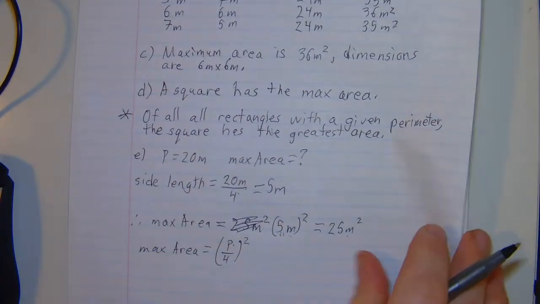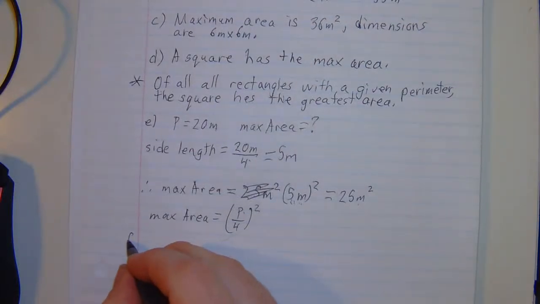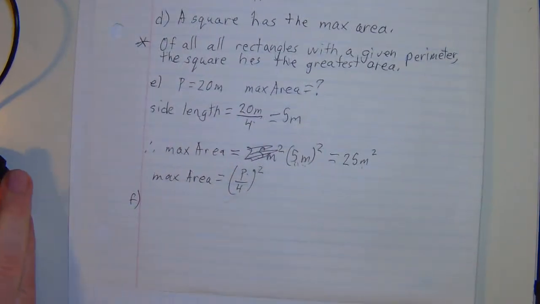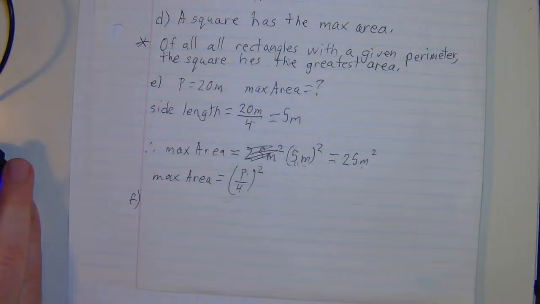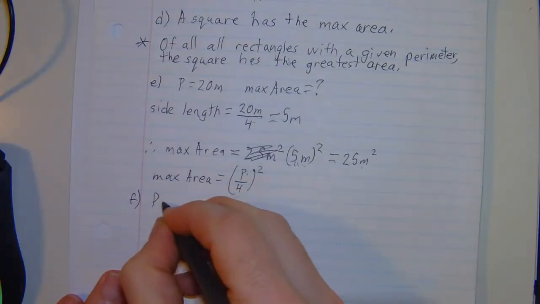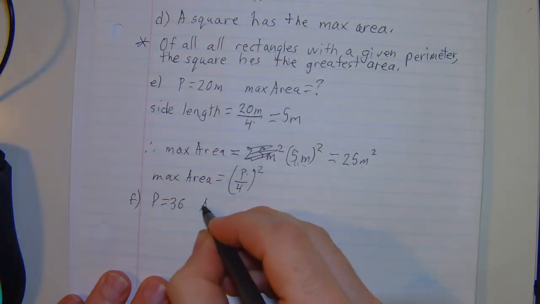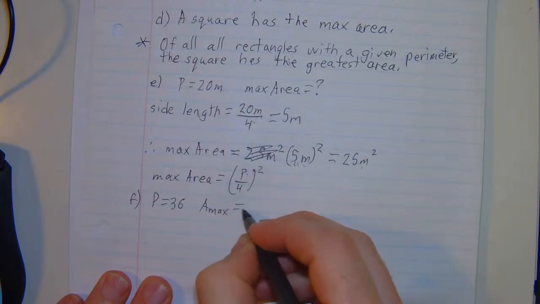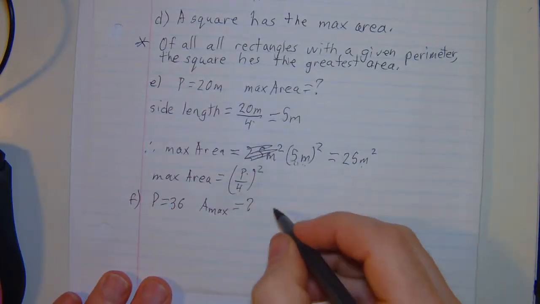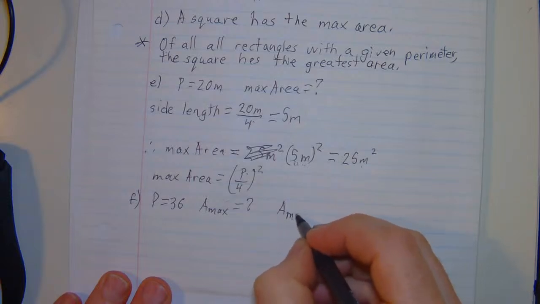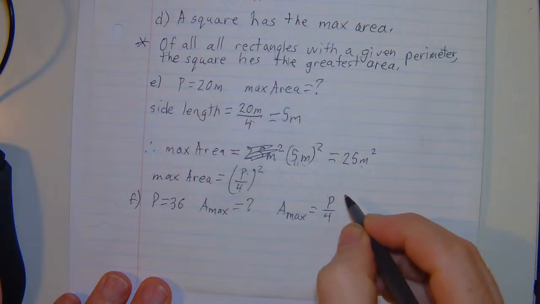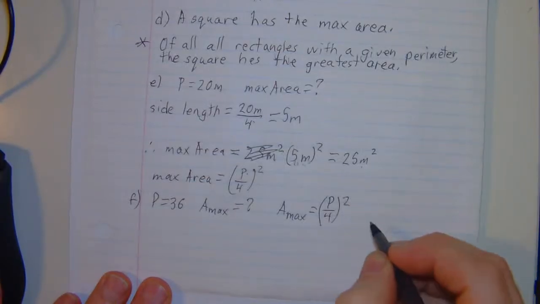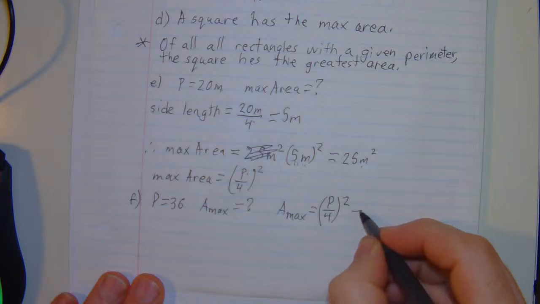We're going to now look at F. F is asking us to use this. It says, use the method from part E, so what we just did, to determine the maximum area of a rectangular garden with a perimeter of 36 meters. So perimeter is 36 meters. What is the max area? We don't know. Well, we can figure it out. So max area is perimeter divided by 4, because that gets me the length of a side of the square. And then I square the side length to get the area.